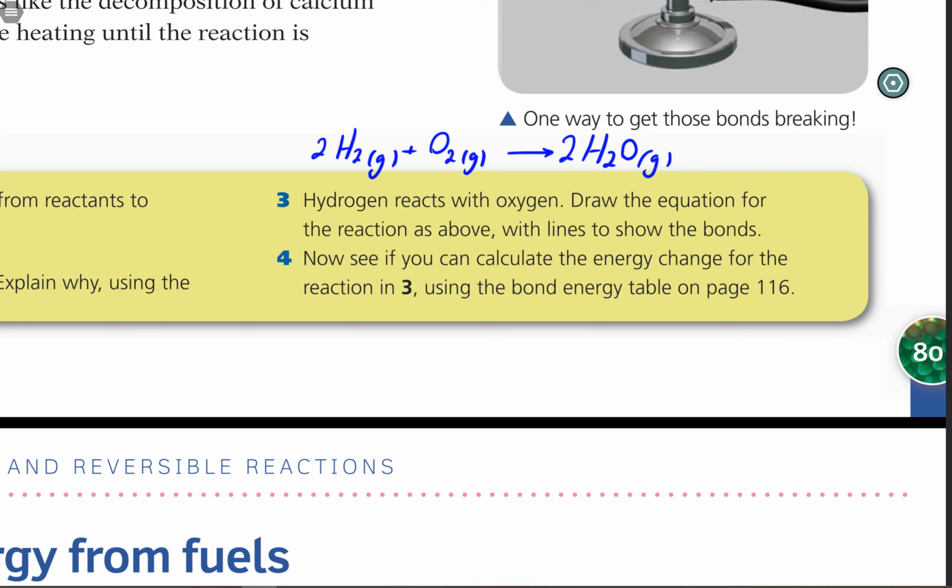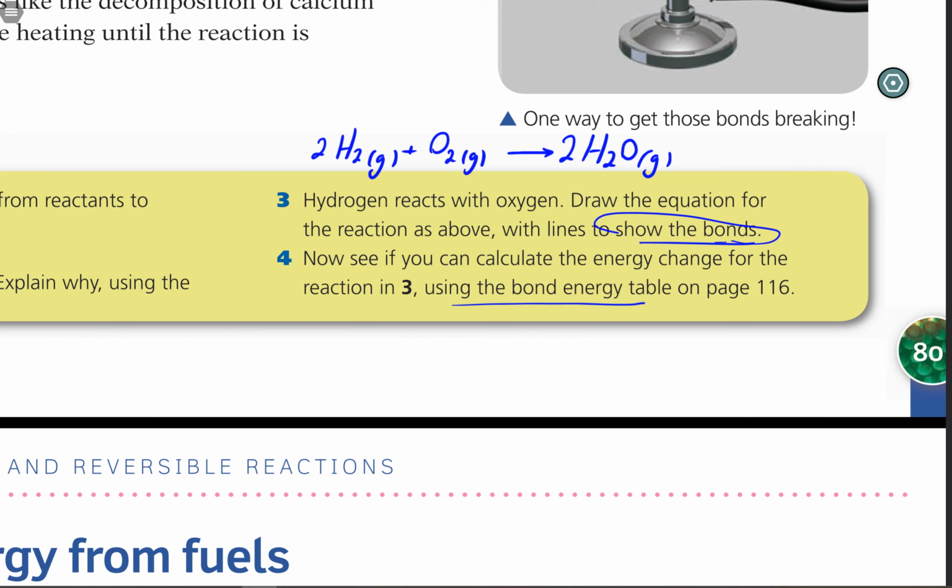But we have to show the bonds that are between them, because the next question asks us to see if you can calculate the energy change for the reaction in 3 using the bond energy table. So for using the bond energy table, we must know what are the bonds in the reactants which are being broken and what are the bonds in the products which are being formed. So I write these reactions to show the bonds that are available.